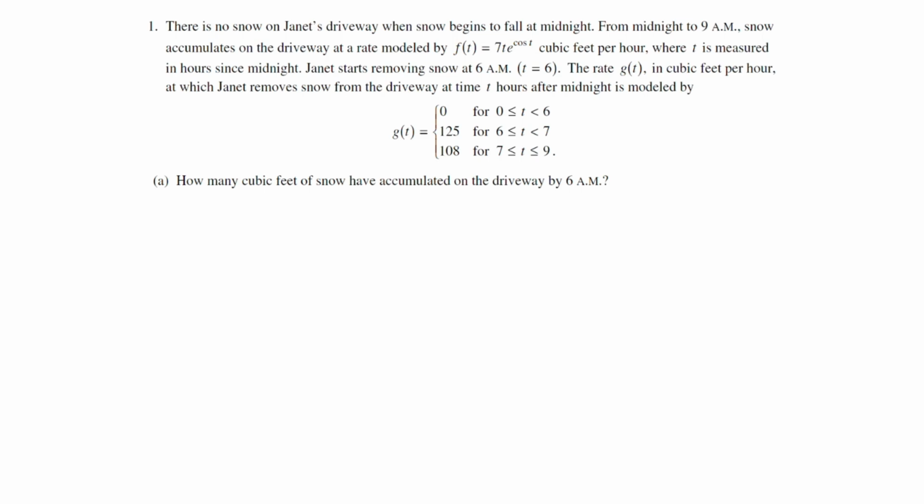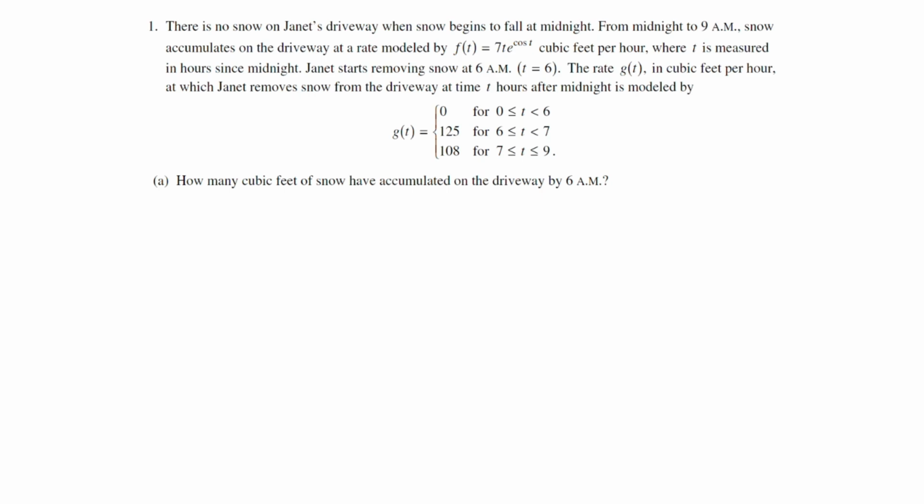All right, this is question number 1 from the 2010 AP Calculus AB exam. It's what I call a rate FRQ. We're given a situation where Janet has no snow on her driveway when the snow begins to fall at midnight. From midnight to 9 a.m., it accumulates at the rate f of t, which is 7t e to the cosine t, in cubic feet per hour.